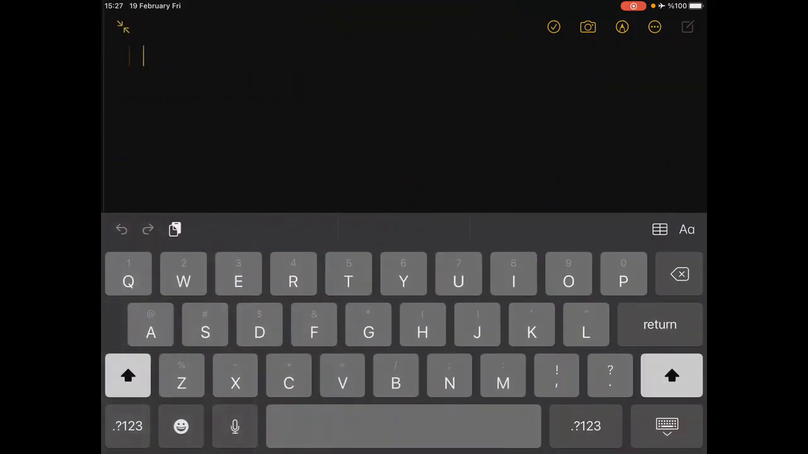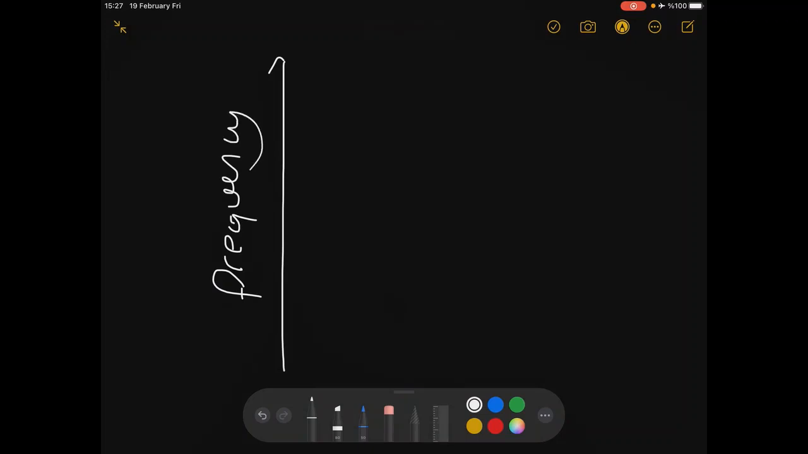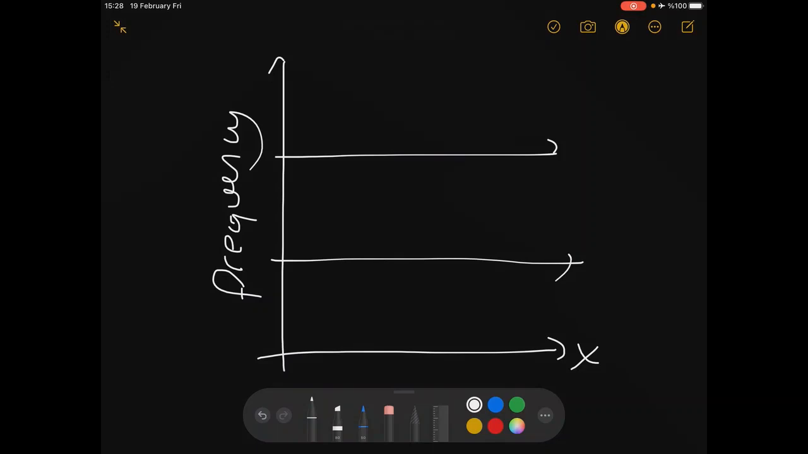Okay, we need a fresh board. Now here you see your frequency axis, the y-axis namely, and this one would be your x, your measurements here. So suppose that you have 3 different distributions here. One of them is this one, say.